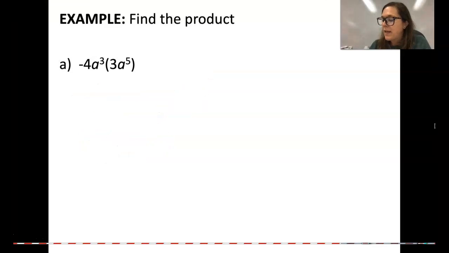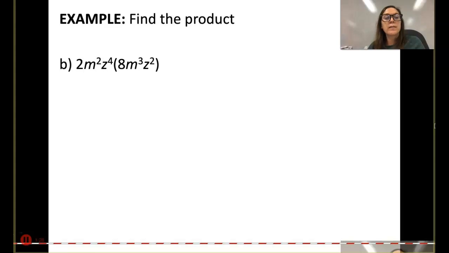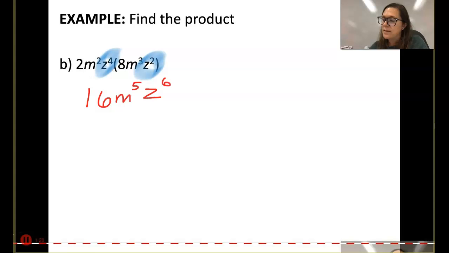All right, so now let's up our game a little bit and do a monomial times a monomial with more variables involved. So we have 2m squared z to the fourth times 8m to the third z squared. So if we use the method that I just said, focus on your numbers first. 2 times 8 gets me 16. So that becomes 16. I have an m squared times an m to the third, so adding those exponents gets me m to the fifth. 2 plus 3 is 5. And then we have a z to the fourth and a z squared. Adding those exponents gets me z to the sixth power.